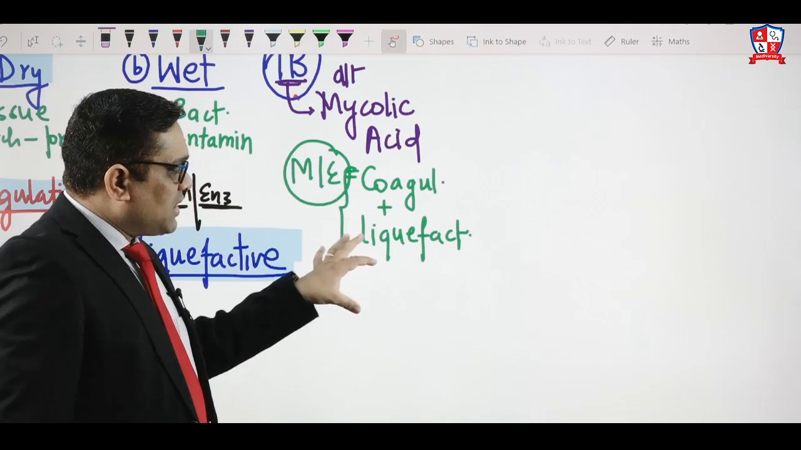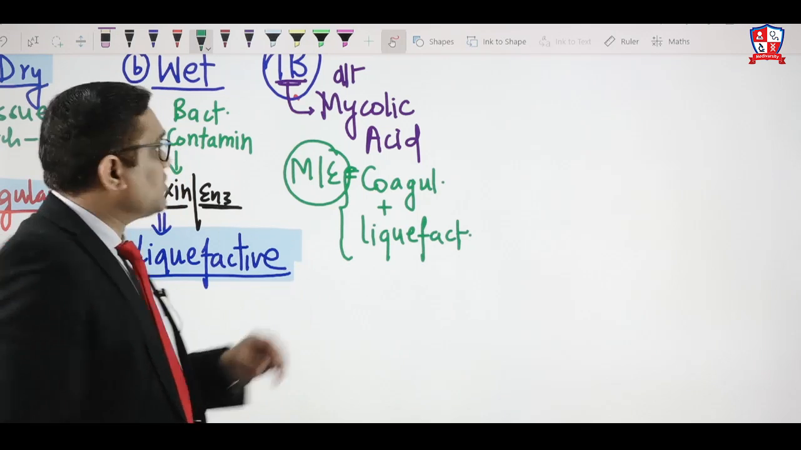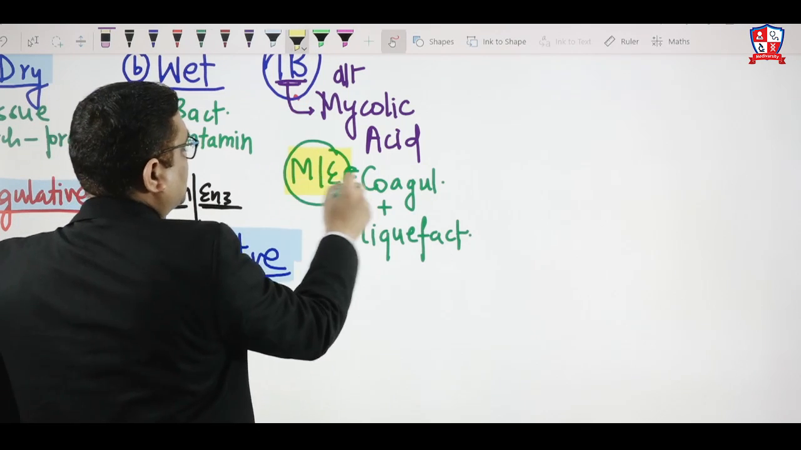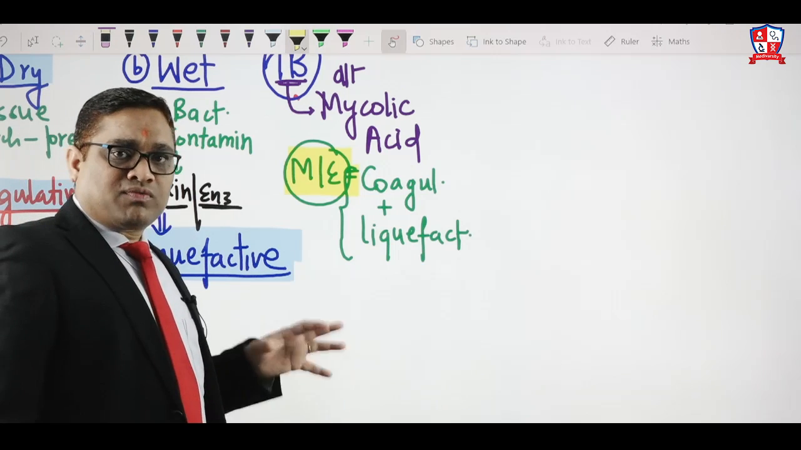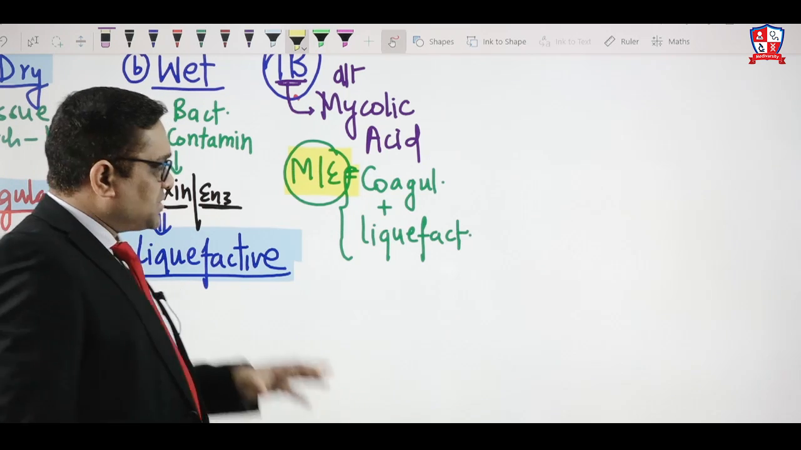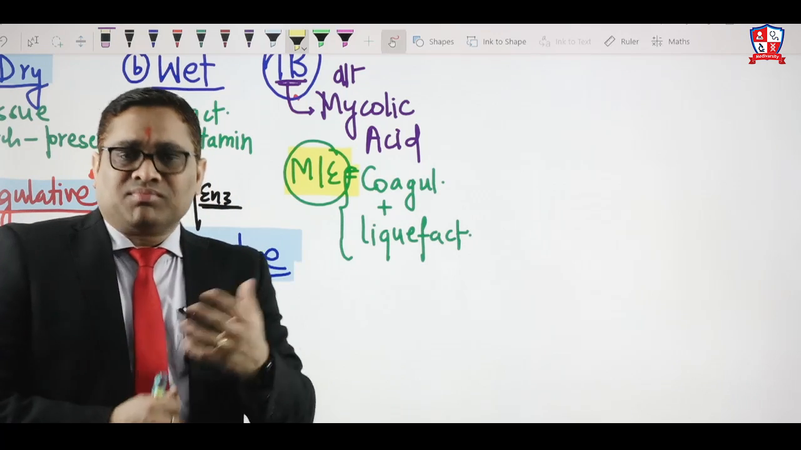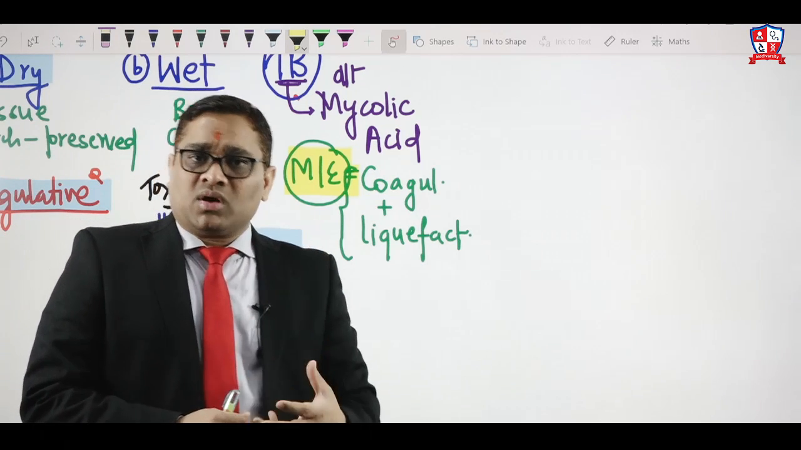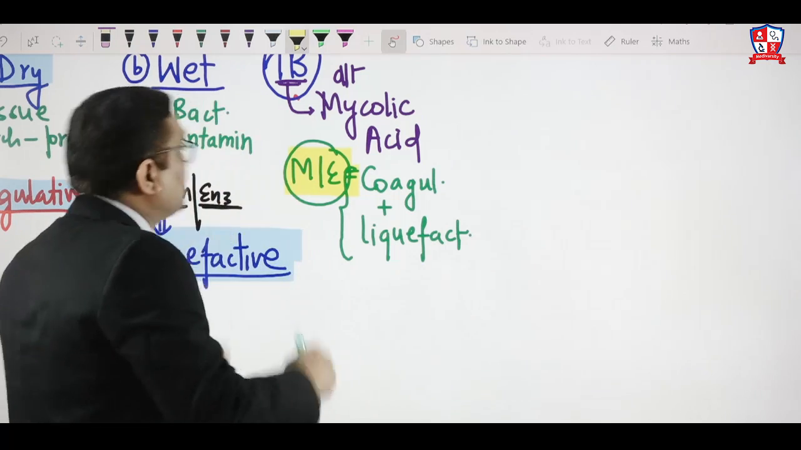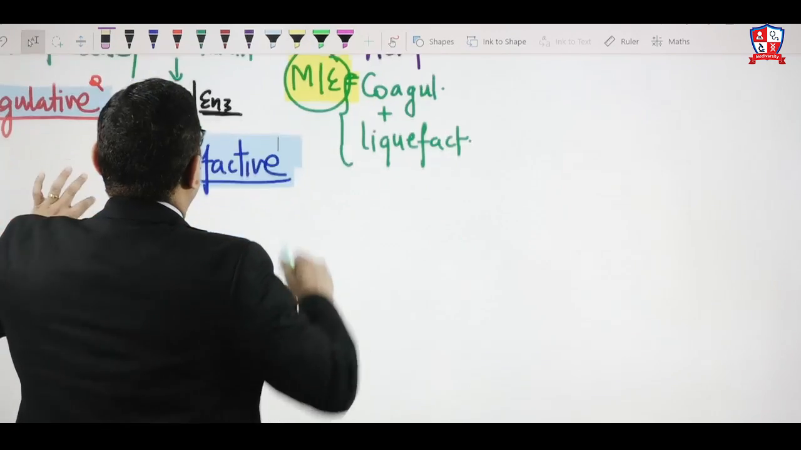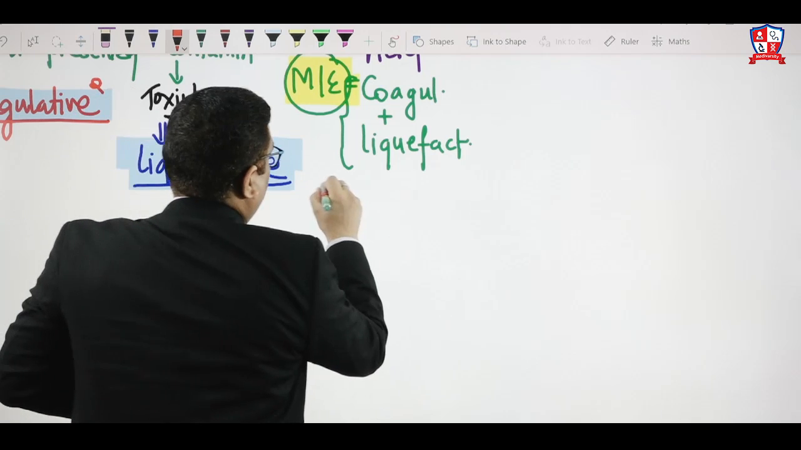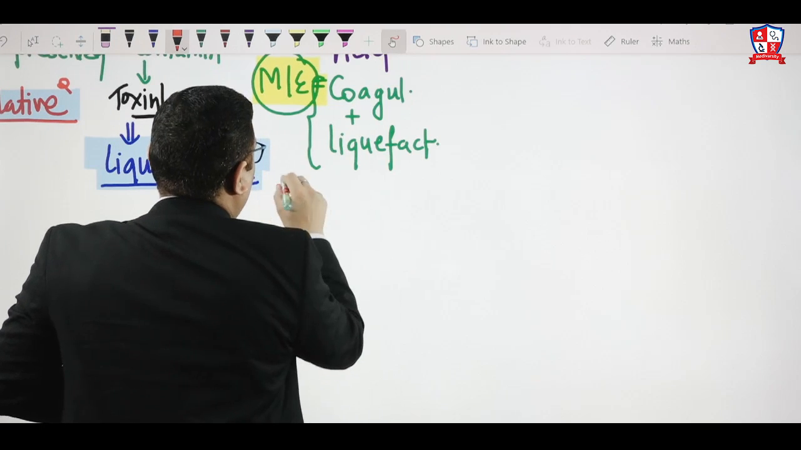Both coagulative and liquefactive necrosis will be present on microscopic examination. That is very important to understand. Coagulative and liquefactive both will be present in caseous necrosis, and how we will identify it on microscopic examination is important. So remember this word which I am writing here. On microscopic examination, this will be described as amorphous.